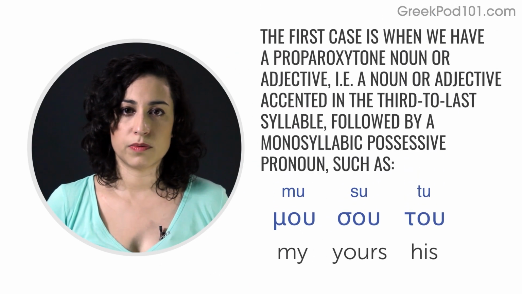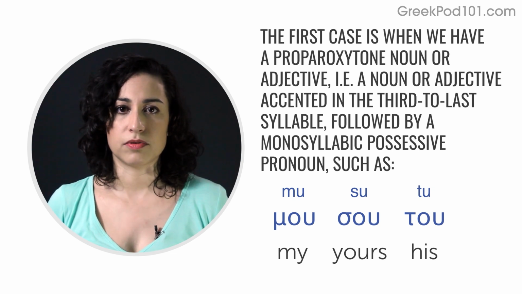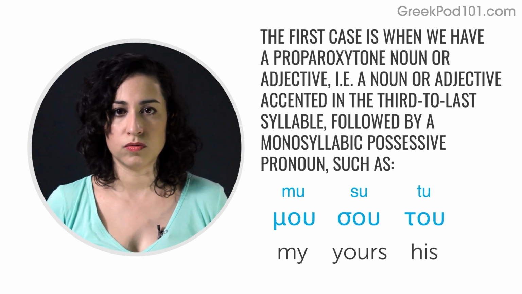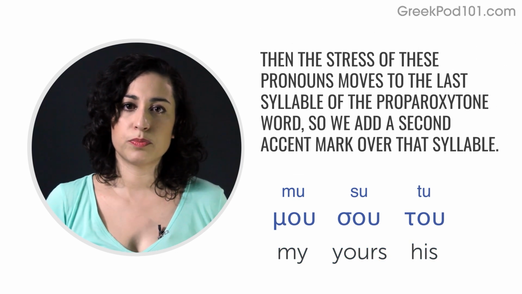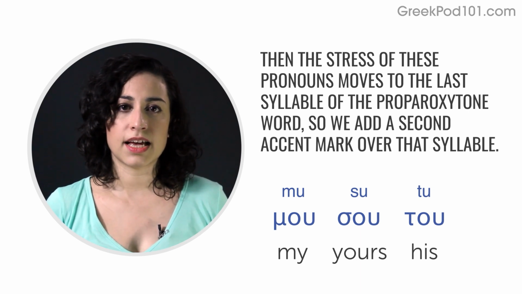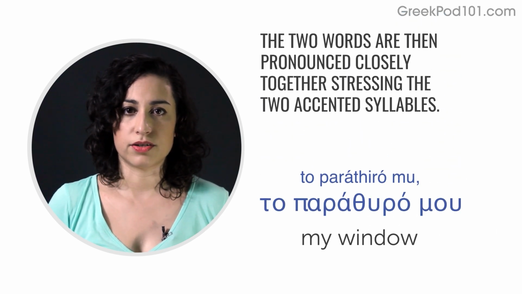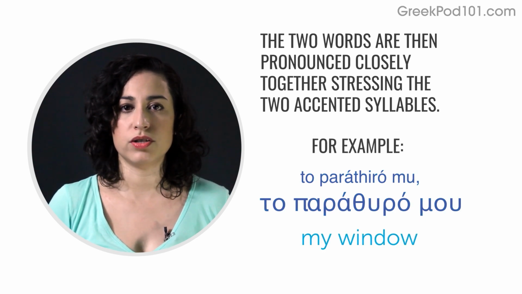So now let's see when enclisis happens. The first case is when we have a proparoxyton noun or adjective, in other words, a noun or adjective accented in the third to last syllable, followed by a monosyllabic possessive pronoun such as μου, σου, του, my, yours, his, etc. Then the stress of these pronouns moves to the last syllable of the proparoxyton word, so we add a second accent mark over that syllable. The two words are then pronounced closely together, stressing the two accented syllables. For example, το παράθυρό μου, my window.